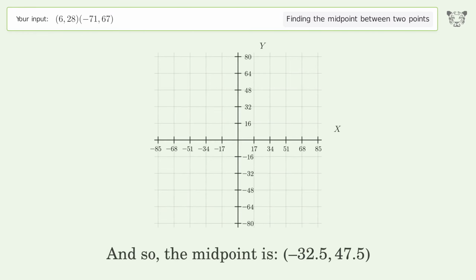And so, the midpoint is negative 32.5, 47.5.